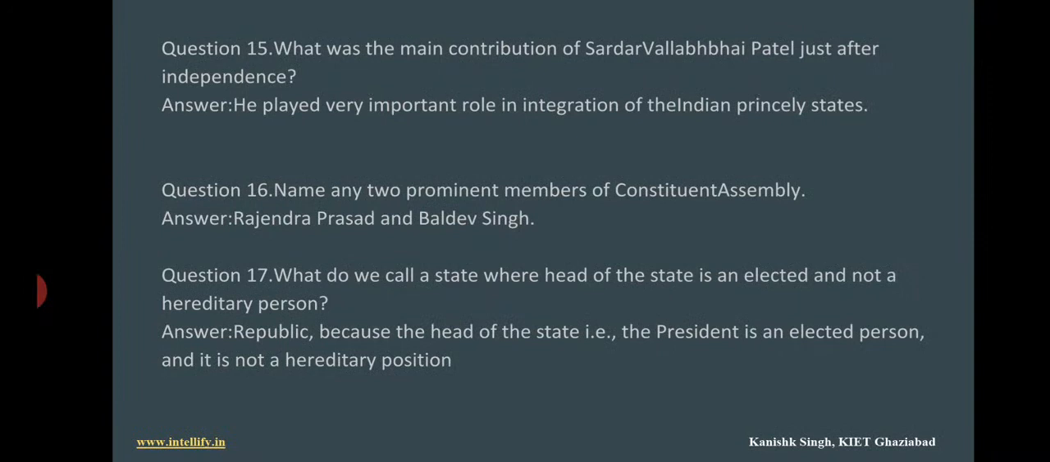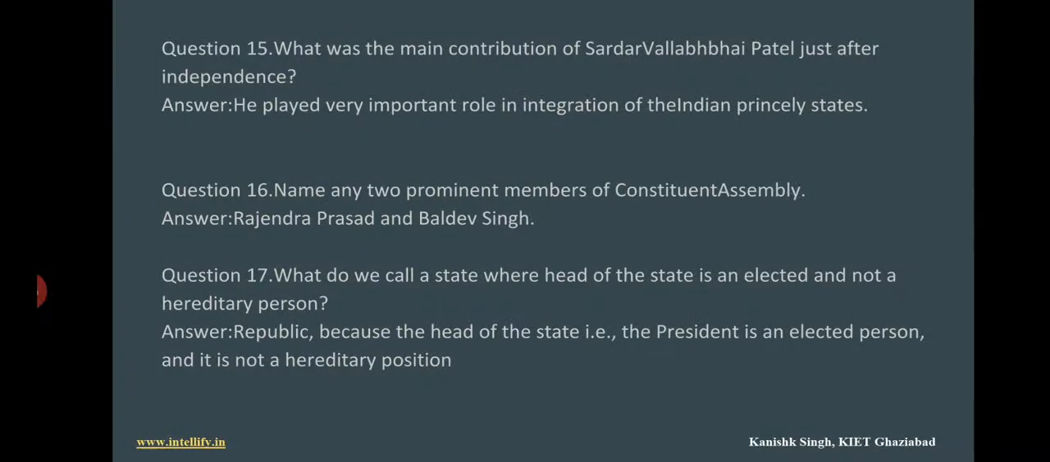So as soon as the British went off, these were the states who were under the rule of certain kings, rulers. So he went and persuaded all of them, and they totally agreed with him, except for three states: Junagadh, Hyderabad, and Jammu and Kashmir. So Junagadh and Hyderabad also, ultimately, signed the instrument of accession, right? So basically, he was known for uniting all these princely states. So this contribution was very prominent from the Indian point of view.